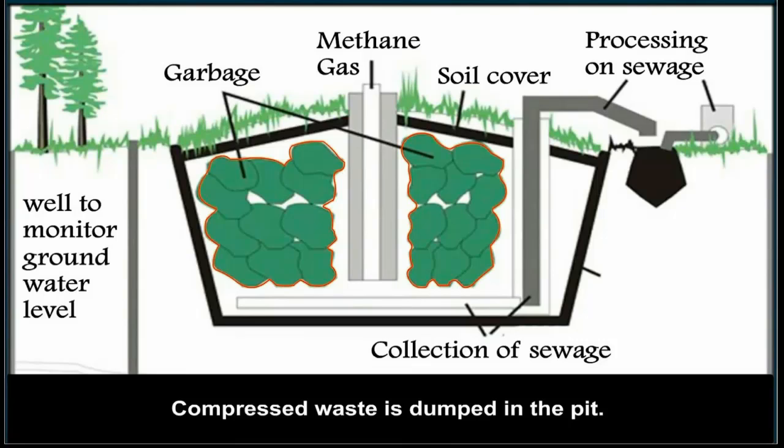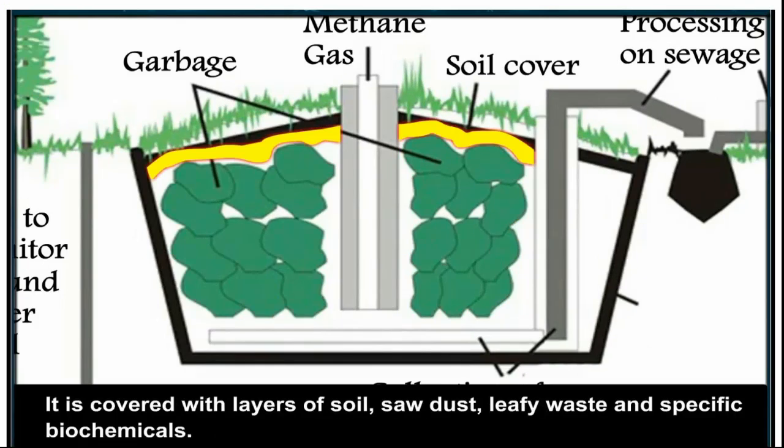Okay, now next is compressed waste is dumped in the pit. It is covered with layers of soil, sawdust, leafy waste and specific biochemicals. Now what are biochemicals? These are naturally occurring chemicals which are added to the layer after the compressed waste is dumped. Then they are added in the layers in order to start the degradation of waste.